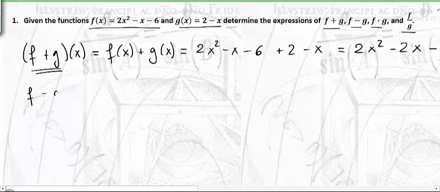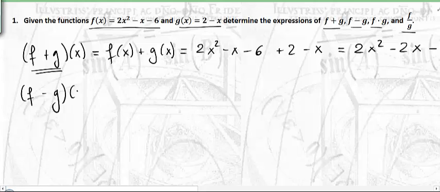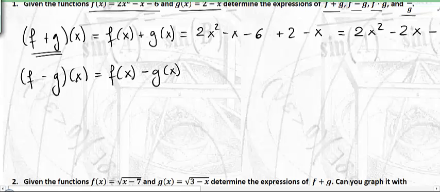Let's do now the difference. So again, I always write the definition, okay? Just to make sure I know what I'm doing, and I advise you to do the same thing. If your answer is wrong, at least you're going to get some points because you're showing me that you know the definition. So f of x minus g of x, what is it? It's 2x squared minus x minus 6, this is f of x, minus g of x, 2 minus x.